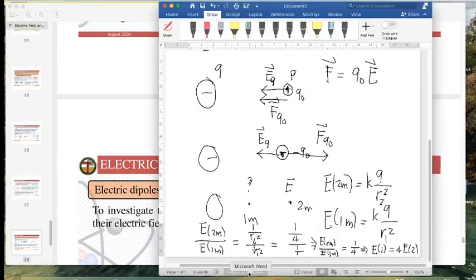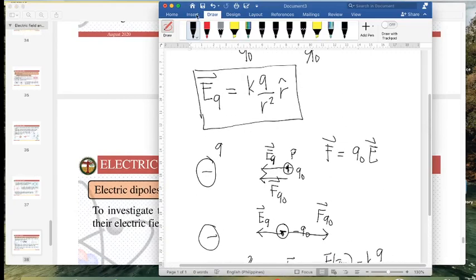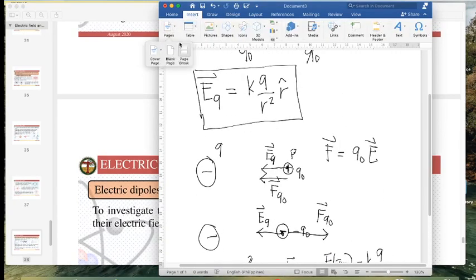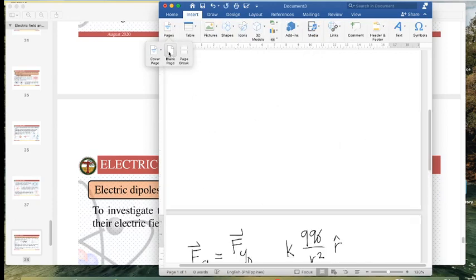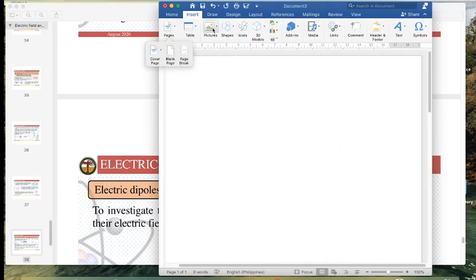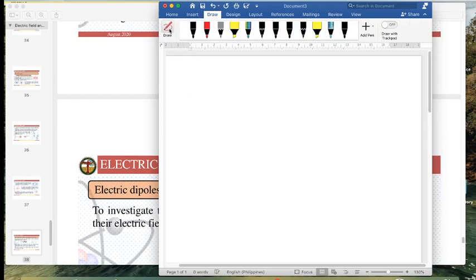So for example, suppose I have positive 2Q and negative 2Q. These are dipoles. How about negative Q and positive 3Q? These are not dipoles. So dipoles have different signs but the same magnitude. Okay?